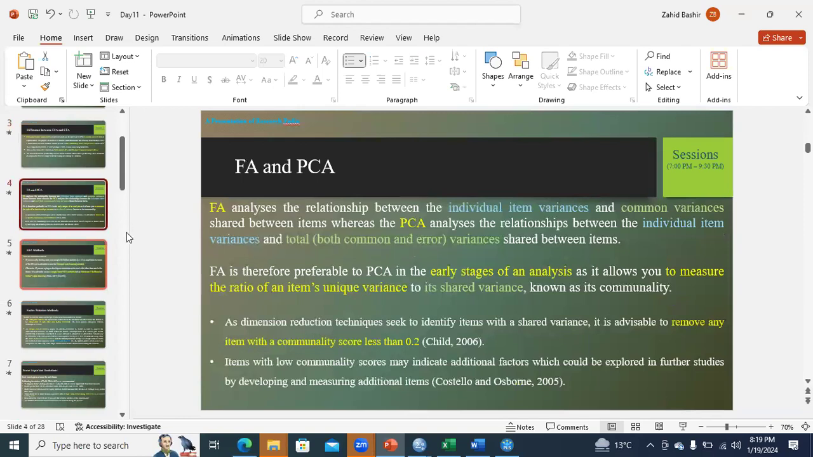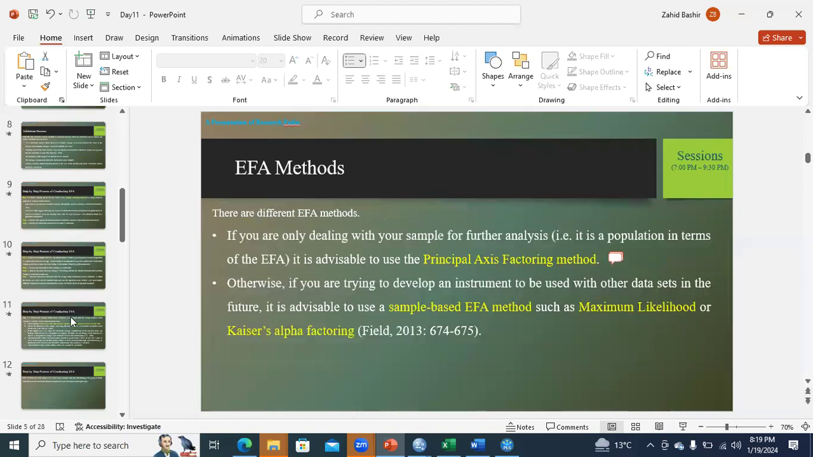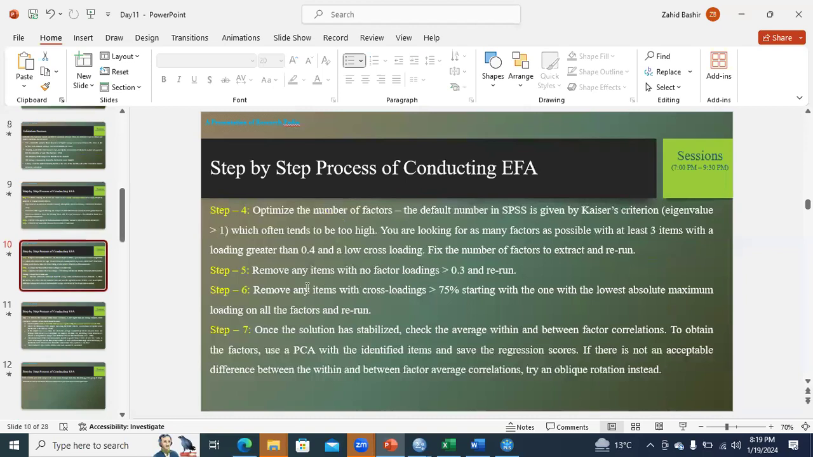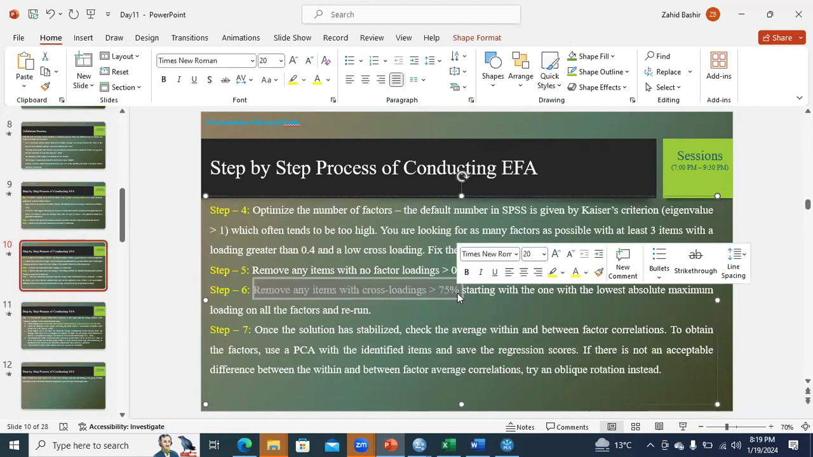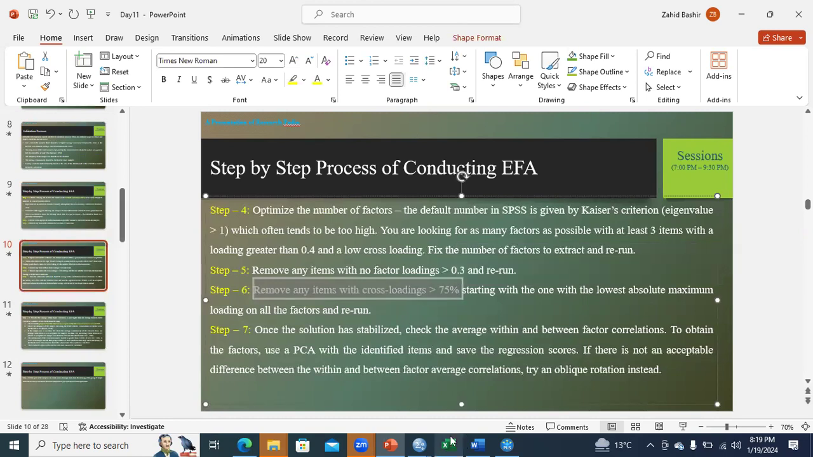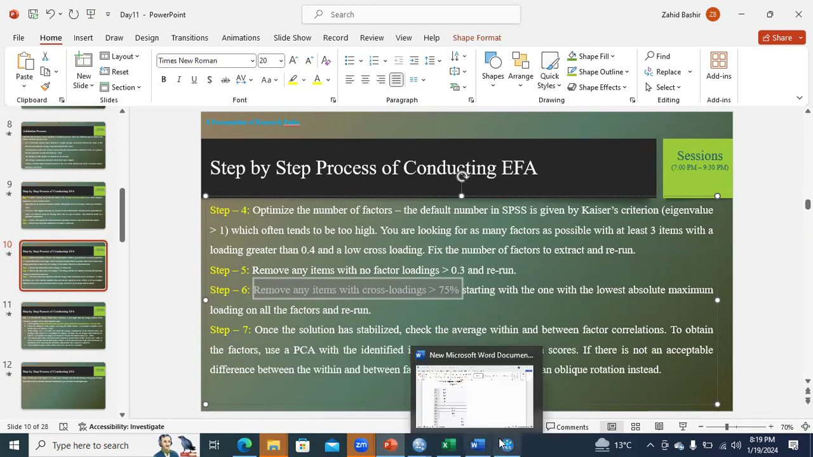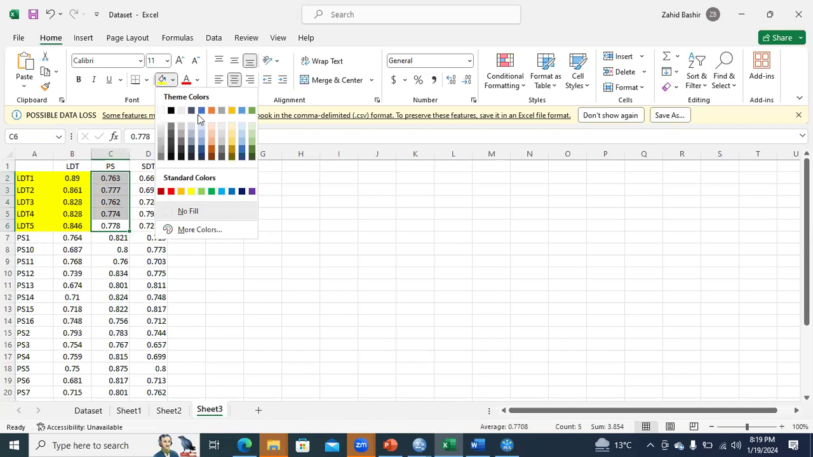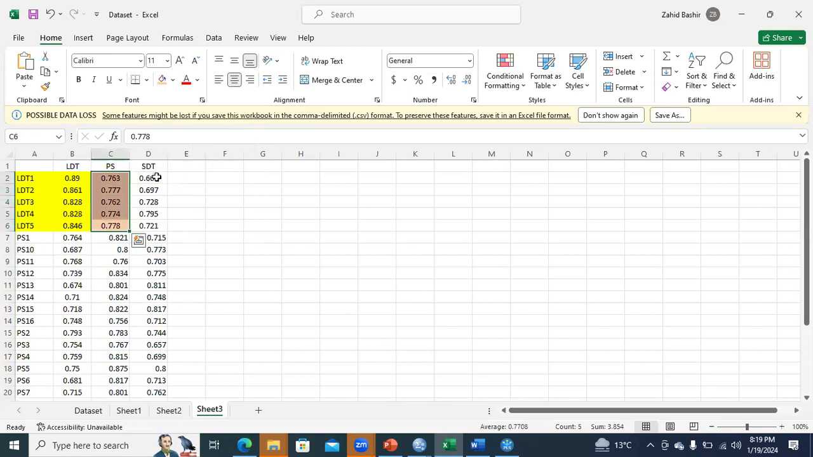I will let you know. I think I have mentioned it here. Yes, you need to remove any item with cross-loading above 75%. In EFA, when we find any value which has a cross-loading greater than 75%, we need to remove that. So you can see here how much cross-loading you can check here. All these values are showing greater than 75%. So there might be some issue with these values, but these two values are less than 75%.